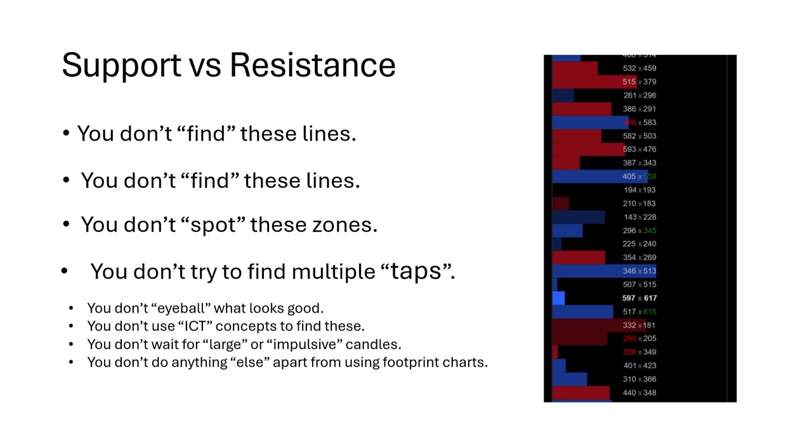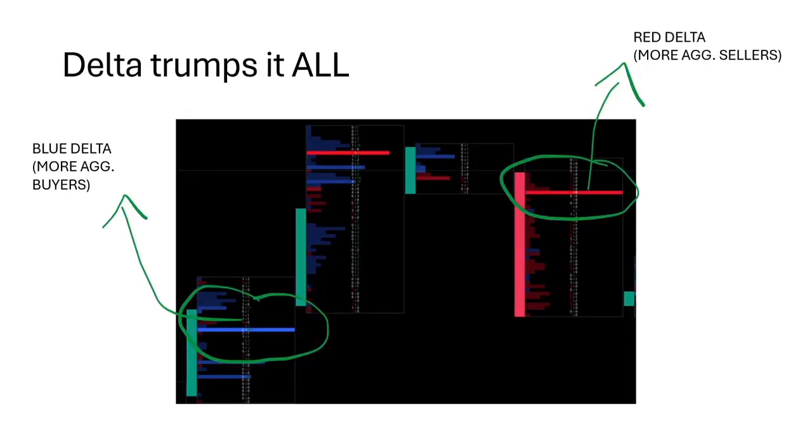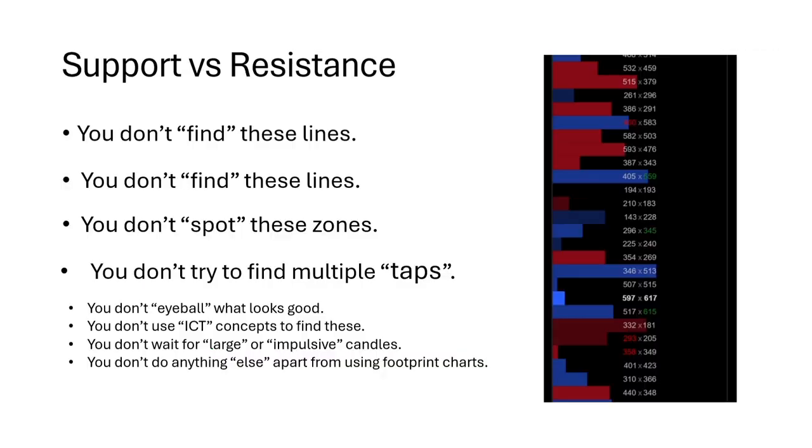You don't use anything else apart from footprint charts because footprint charts tell you who's in control between buyers and sellers. And if sellers are in control, it's a resistance. If buyers are in control, it's a support. That's it. That's all you need to do.